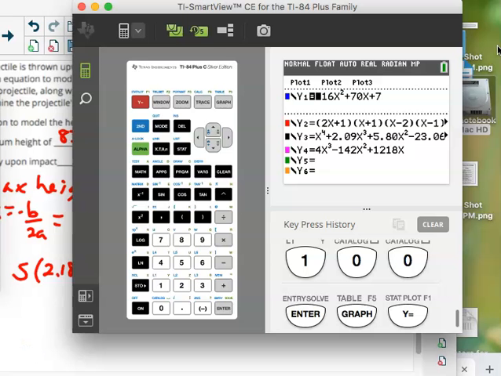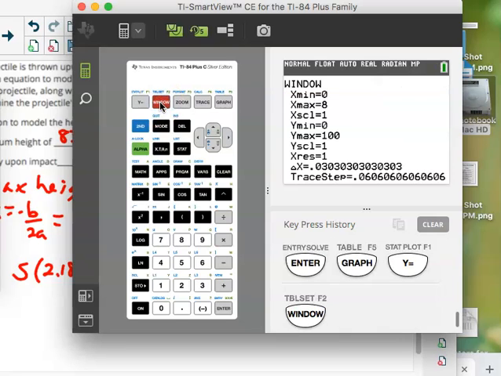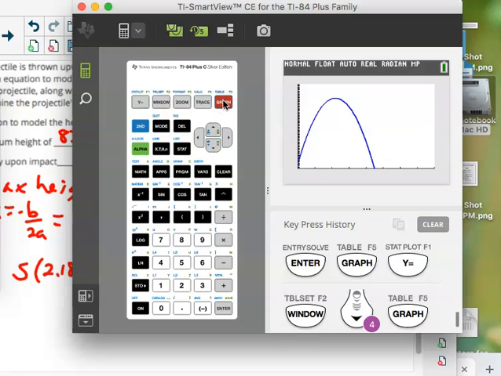All right, so if you take a look up here now, you're going to see that on the top equation, y sub 1, that's the only one I have active, and that's because the equals has a little black rectangle around it, and there's our negative 16t squared plus 70t plus 7, just with x's in it. So I'm going to go to the window, and because we already knew where the vertex was, at the ordered pair 2.1875, 83.5625, I just went with 0 to 8 and 0 to 100. And there's the graph.